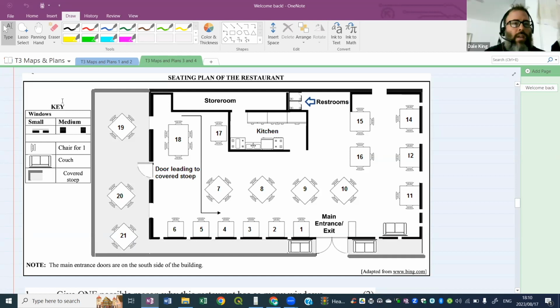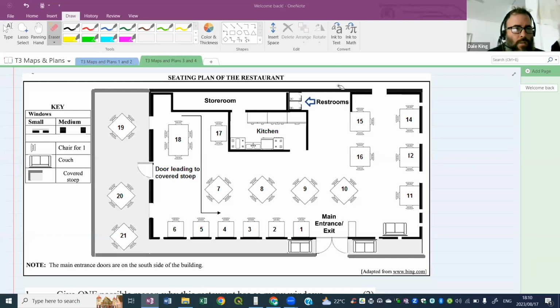And on the left here, we have a key. As we know with maps and plans, they often give us a key. They haven't put in what windows look like, but I'm assuming these gaps here in the side of the walls are the windows. You see they've got nothing here for windows, like a white space on the left hand of the key. I'm assuming the white spaces in the walls are the windows.